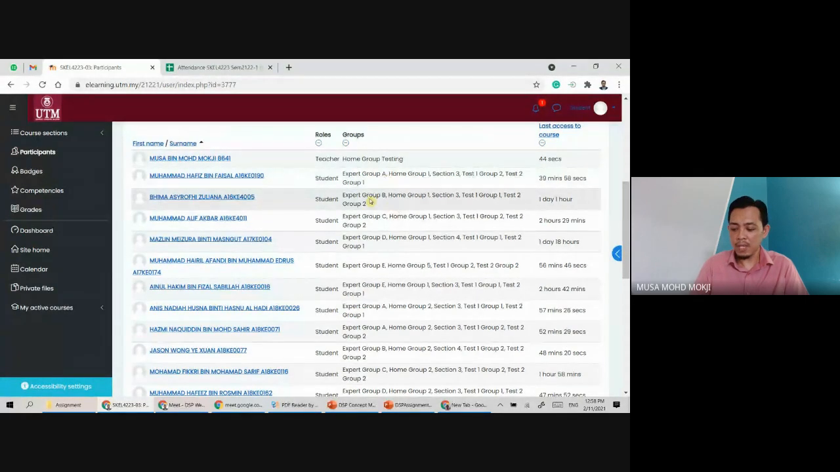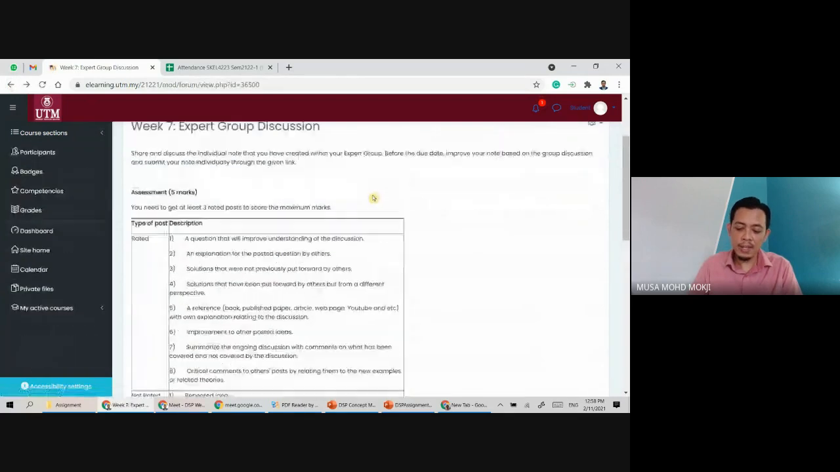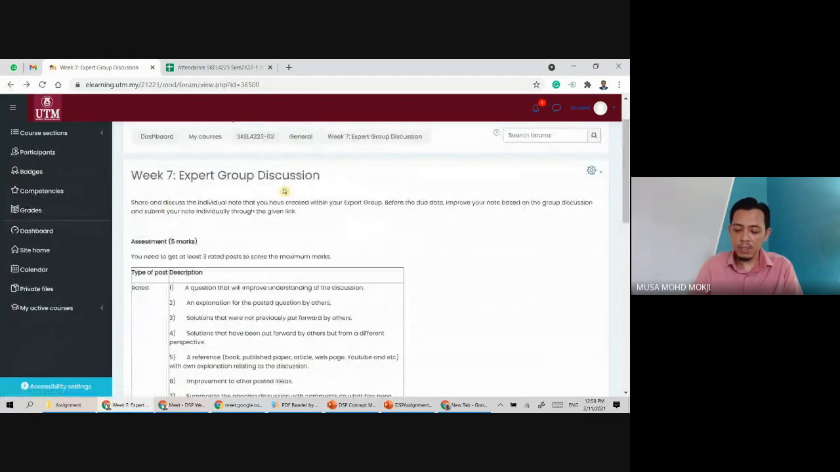Okay, if you are from expert group B, you should already know what is to be learned, and then create a visual note from it. It needs to be a visual note. One page, visual notes. And then go to the group discussion, because it's supposed to start at week 7.